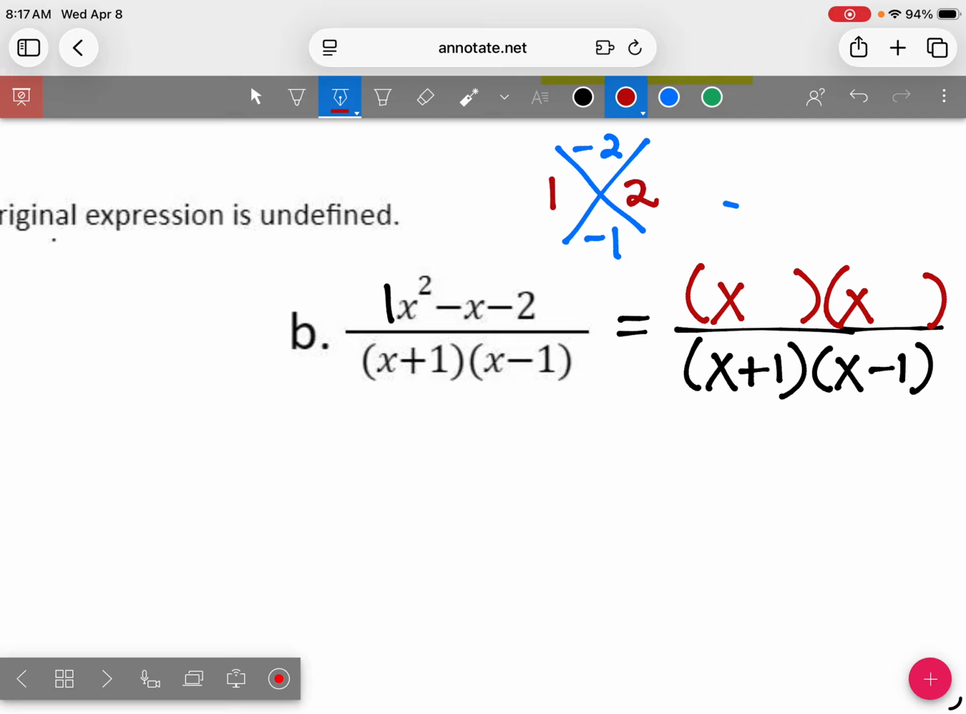Which one is negative though? Because remember, when I add them, they have to equal -1. So do I make the 1 negative or do I make the 2 negative? Who says the 1? Who says 2? It's the 2. 1 minus 2 is -1. So we're going to put a +1 in one parentheses and a -2 in the other.